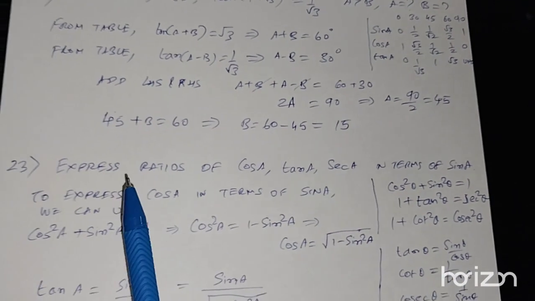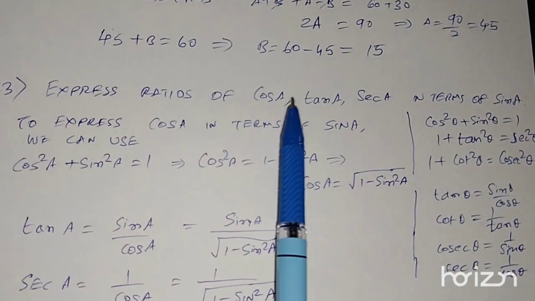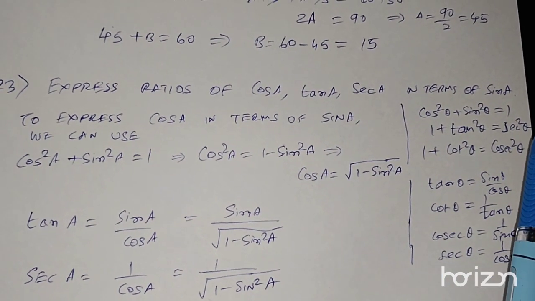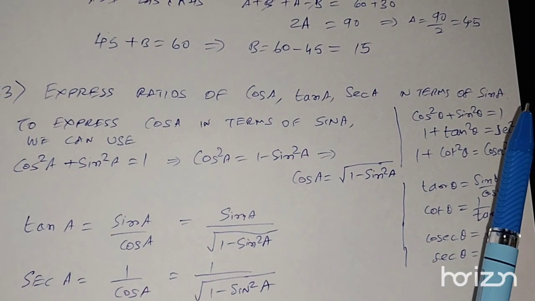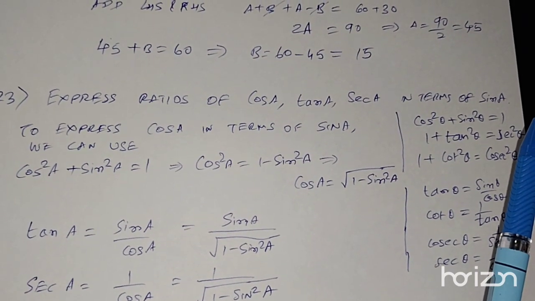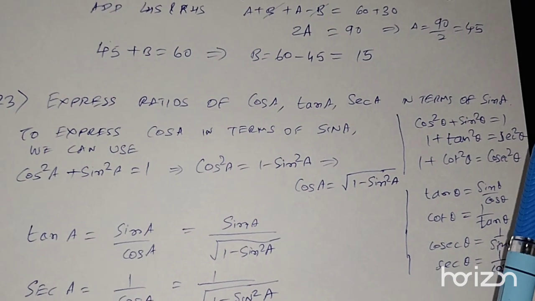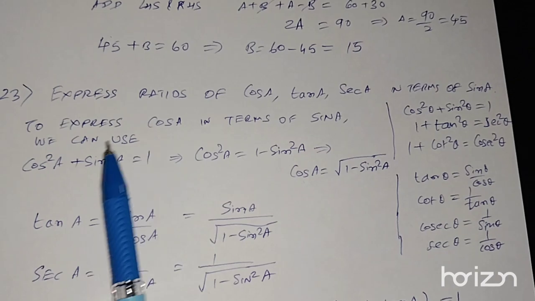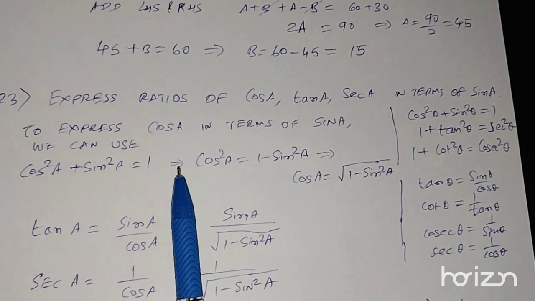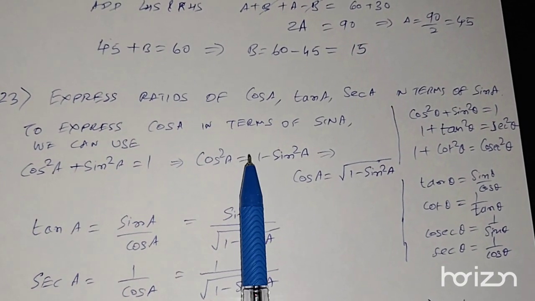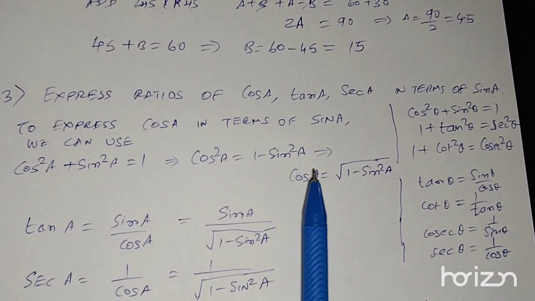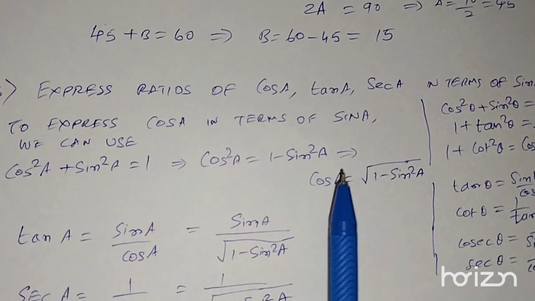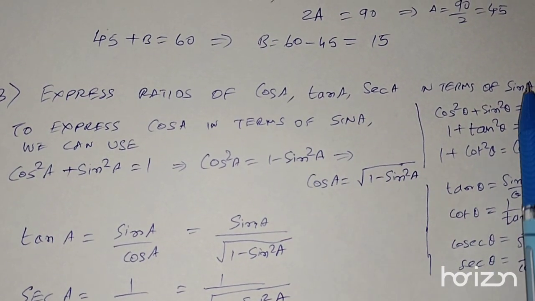Okay, next question says express ratios of cos A, tan A, sec A in terms of sin A. You have to do this using trigonometric identities, because they are asking what is cos A in terms of sin A, what is tan A in terms of sin A, and what is sec A in terms of sin A. To express cos A in terms of sin A, we can use cos²A + sin²A = 1. We know that identity. So cos²A is equal to 1 − sin²A, or cos A is equal to the square root of 1 − sin²A.